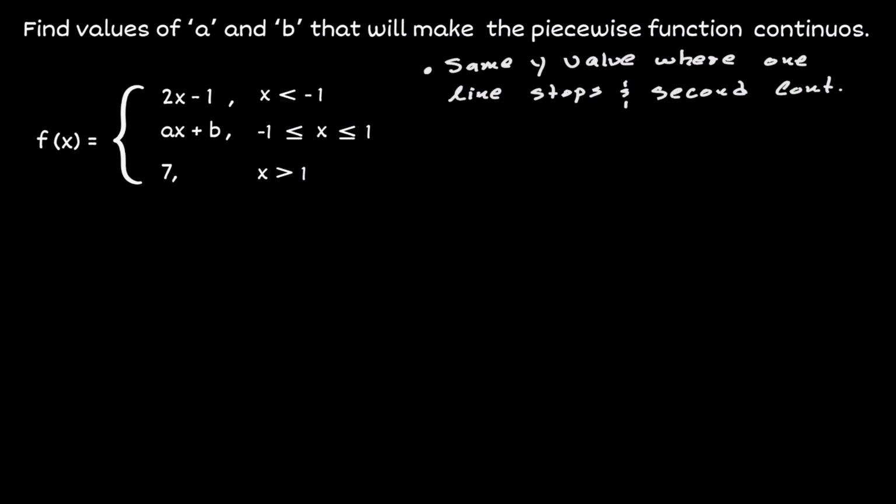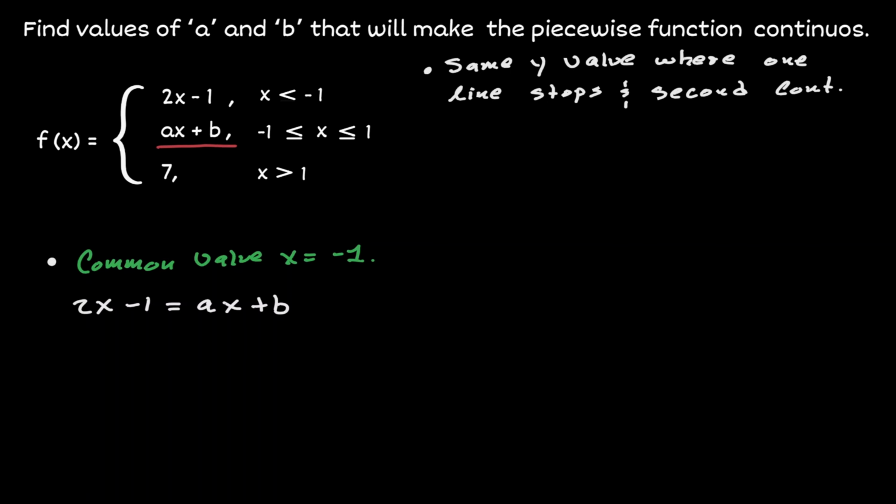So let's do that. Notice the first line in our piecewise function, 2x minus 1, it covers values from negative infinity all the way up to negative 1. And the second line in our piecewise function, it goes from values from negative 1 up to 1. Then our second function starts at the values of x equals negative 1. So we can create an equation out of this. We can set the first and the second line equal to each other. That is going to guarantee for them to have the same y values, but we want to make sure that this occurs at the x value of negative 1. That's where the first line ends and the second one starts.